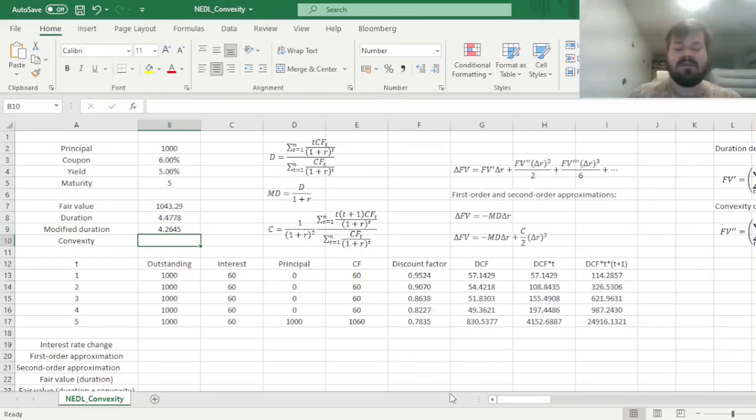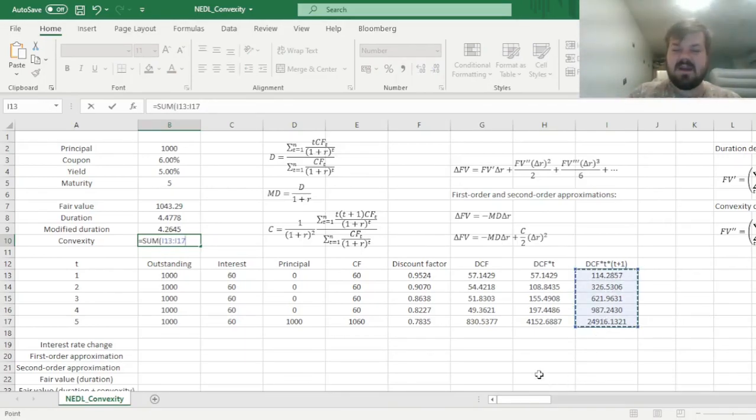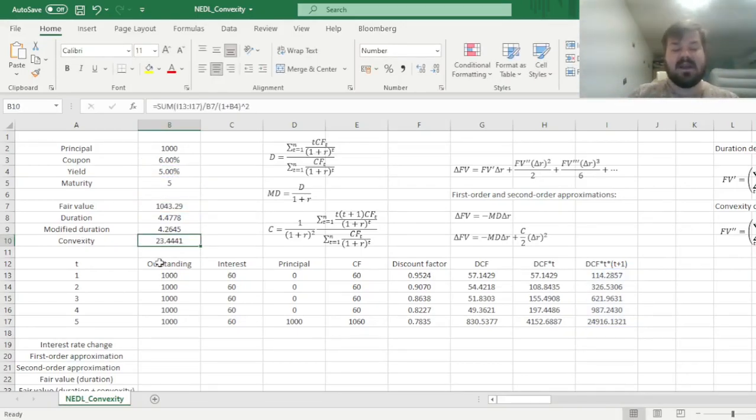But to account for second order effects, we can also calculate convexity by just summing these weighted discounted cash flows, dividing them by the fair value, and also dividing them by 1 plus yield to maturity squared straight away. And we can see that convexity of this bond is positive. It is equal to 23.44, and that means that linear estimations of price sensitivity would be overly pessimistic, because convexity would lead to positive second order effects that are not accounted for in the first order approximation.